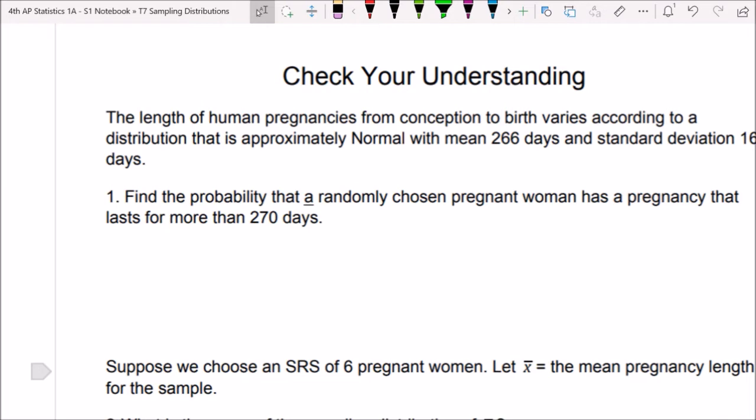So here we go. The length of human pregnancies from conception to birth varies according to a distribution that is approximately normal, with a mean of 266 days and a standard deviation of 16 days. We need to find the probability that a randomly chosen pregnant woman has a pregnancy that lasts for more than 270 days. Now, there's something interesting in this question. Did you notice that A is underlined? A randomly chosen pregnant woman? The reason they're calling that out is it's not a trick question, but it's one of those questions that's so easy that you might get it wrong because it's so easy.